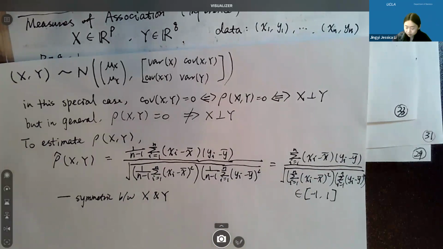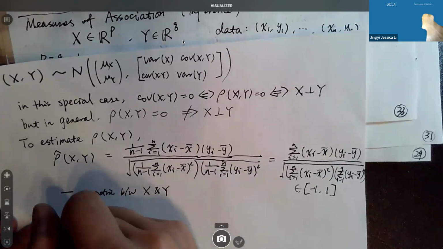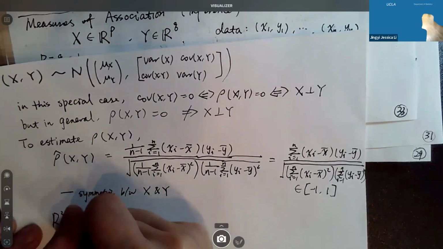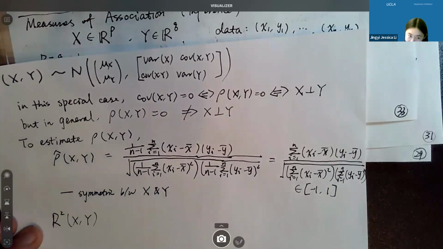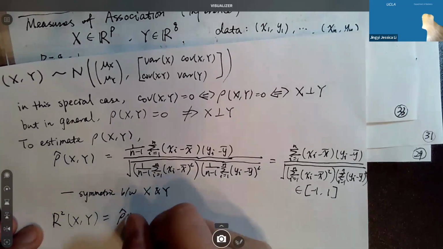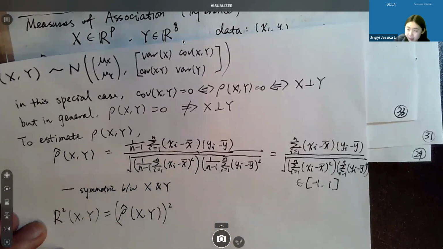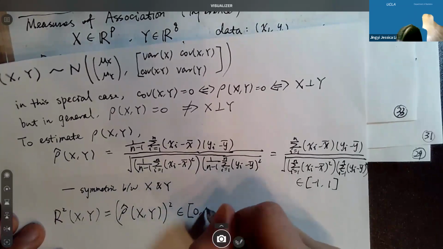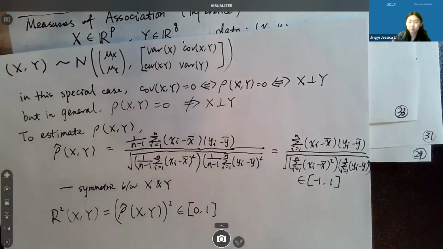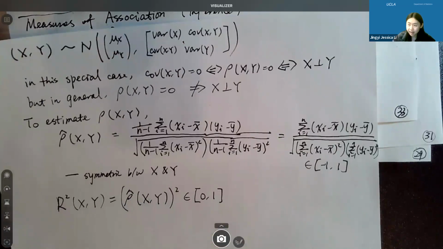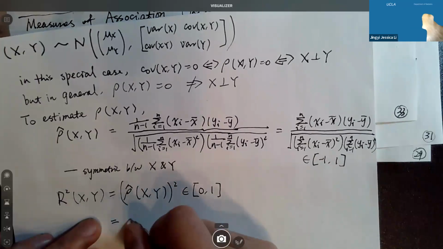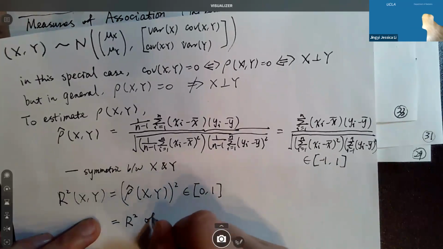They just use the square of it and they call it r square. So r square of x and y is the square of the rho hat. Okay, and this belongs to the interval 0 to 1. So you don't have negative values if you use r square. And also this has another interpretation if you run linear regression. Okay, so this is equal to the r square of linear regression.